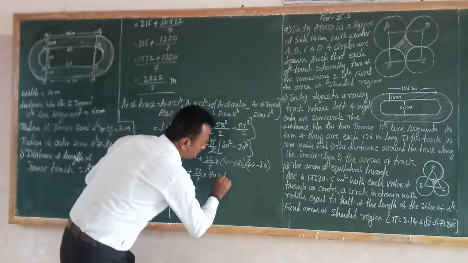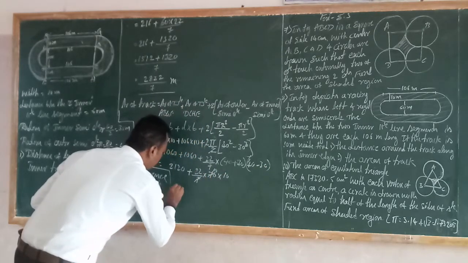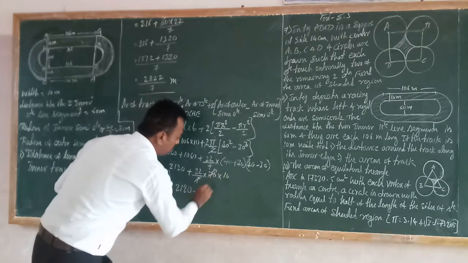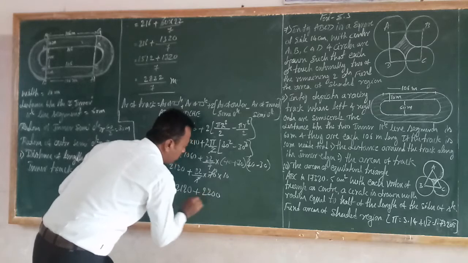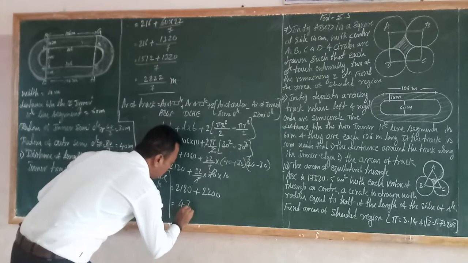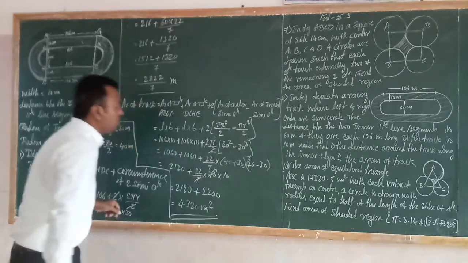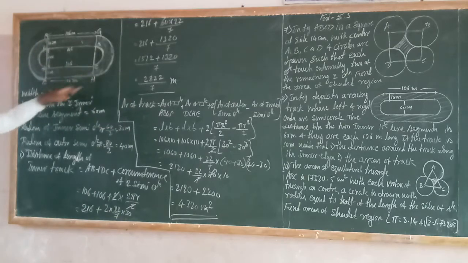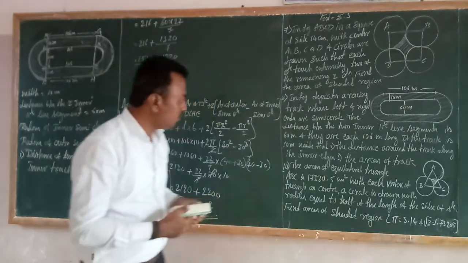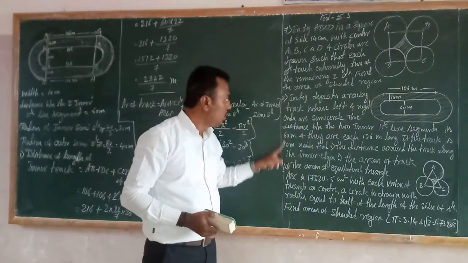So what is the remaining? 2120 plus 22 into 10 into 10, which is 2200. Therefore 2120 plus 2200 is 4320 meter square. So this is the area of the track. Have you understood? Like this we have to calculate it. Okay students, next I will go to question number 10. Question 9 you have to solve on your own, same as question number 8. I will go to question number 10, the last one.